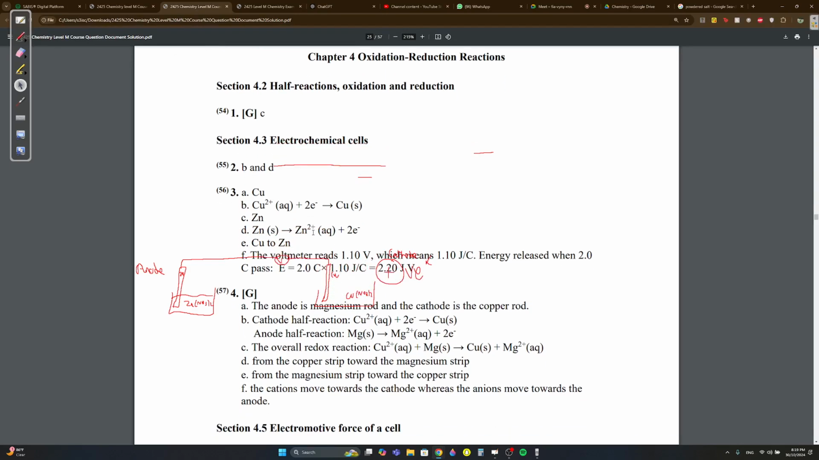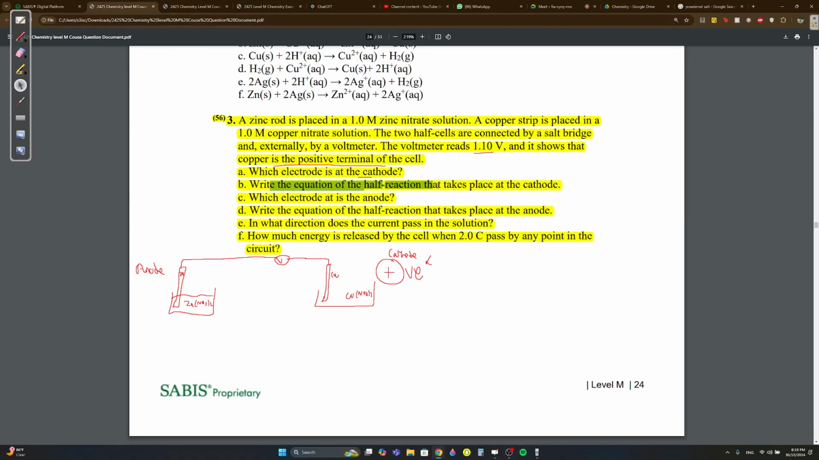Write the equation of the half reaction that takes place at the cathode. Always at the cathode, we have reduction. Reduction is gain of electrons. So Cu2+ is reduced: the aqueous ions in the copper nitrate gain 2 electrons and change into solid Cu. If you're going to gain electrons, the ion should have a charge. And what's the charge of Cu? You all know Cu is 2+. So this is your reaction.